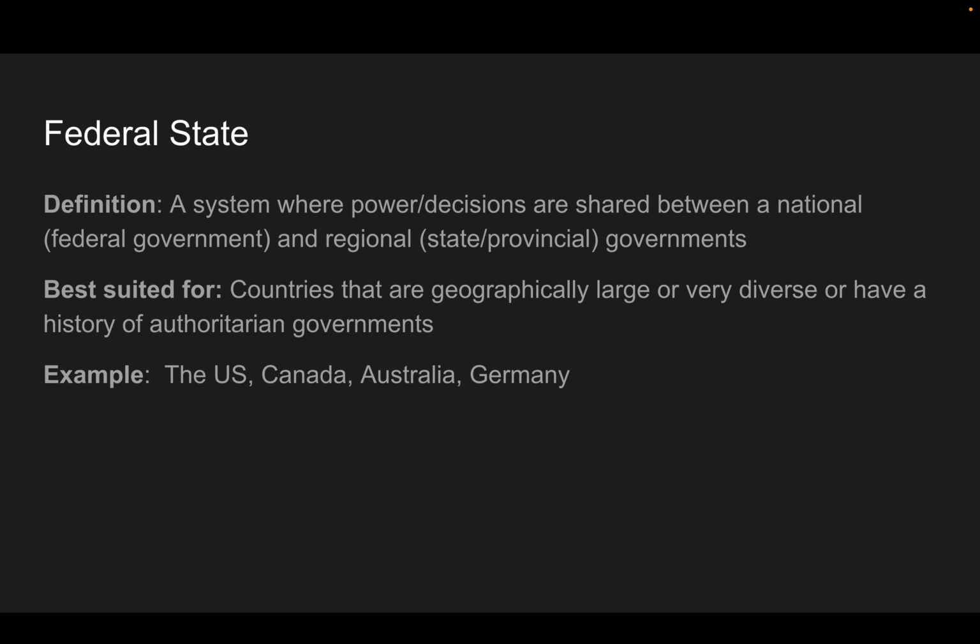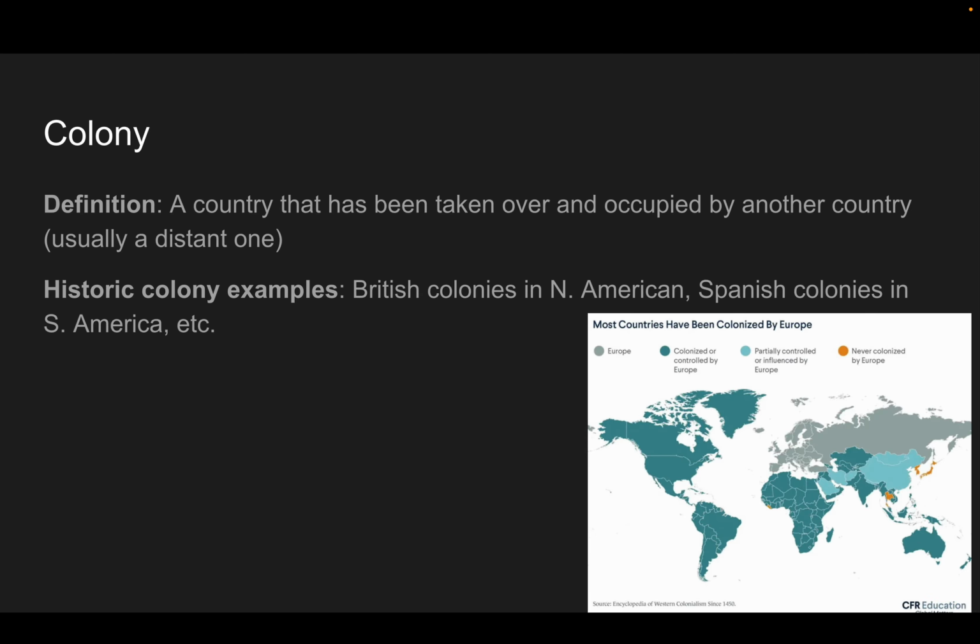Okay, all right. There are also colonies, so some countries have colonies, and you can see on this map all the tealish to blue are countries that were colonized or controlled by Europe, or partially controlled or colonized. The tiny little orange are the ones that were never colonized by Europe. So it's not a lot, but a colony is a country that's been taken over and occupied by another country, usually a distant one. Obviously, all the British colonies in North America and the rest of the world, the Spanish colonies in Central and South America, Portuguese colonies.